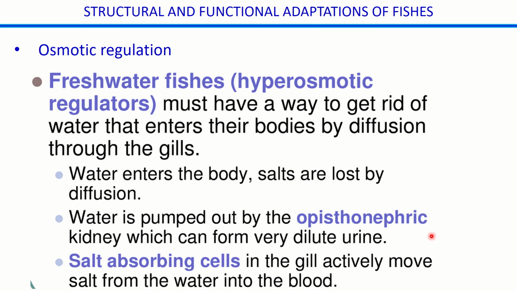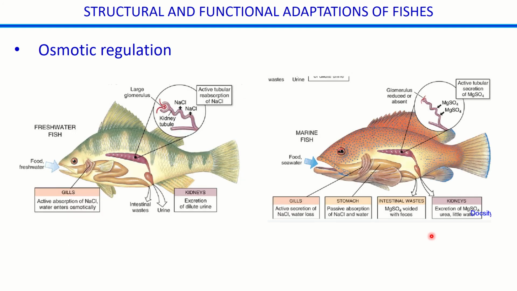Why? Because there's too much water around them. So a fish's body is saltier than the water. And how do you do that? You need to get rid of water, keep the salt. Which can form a very dilute urine. Salt-absorbing cells occur in the gills, and they actively move salt from the water into the blood as well.